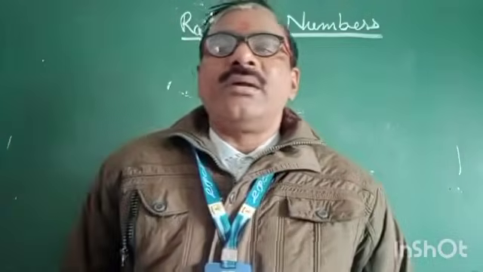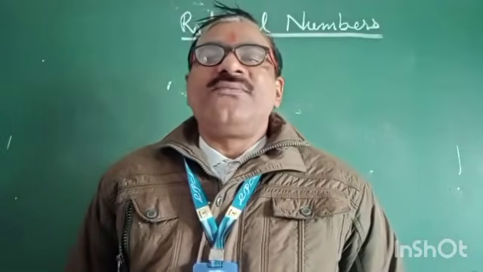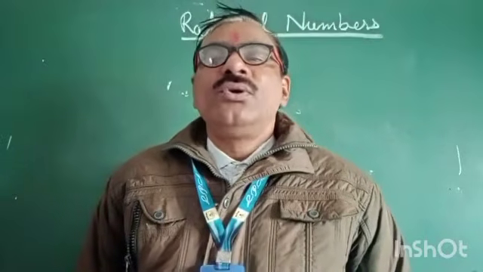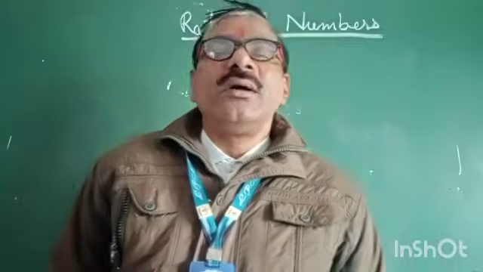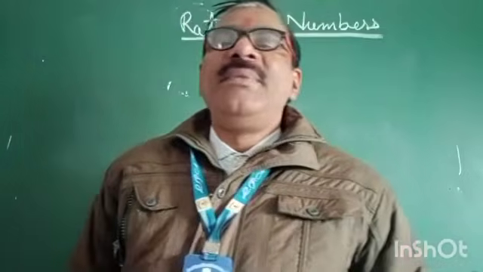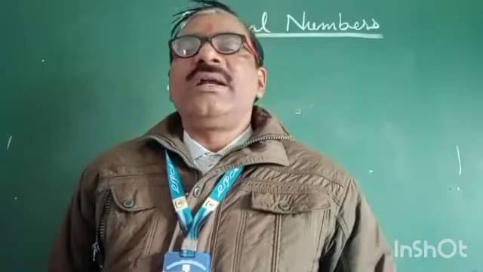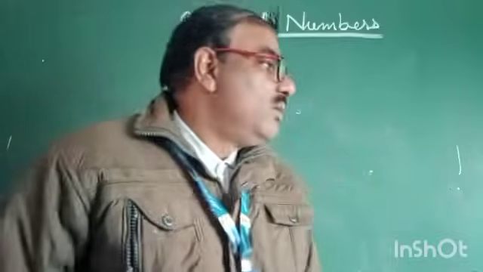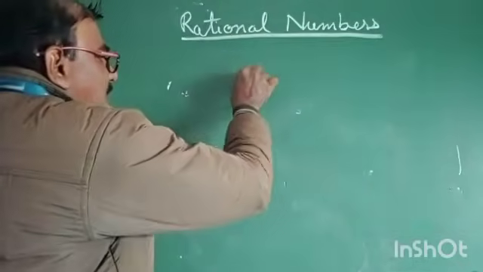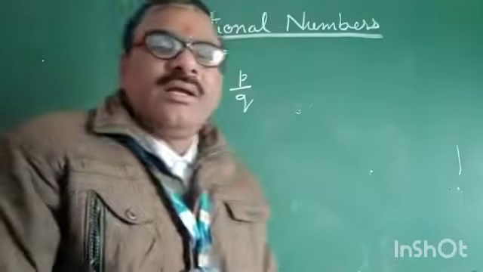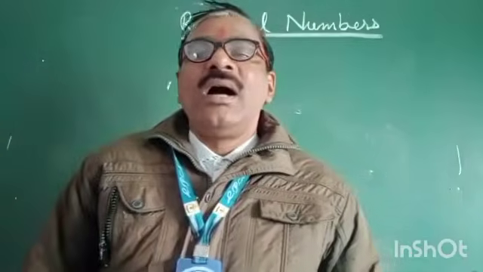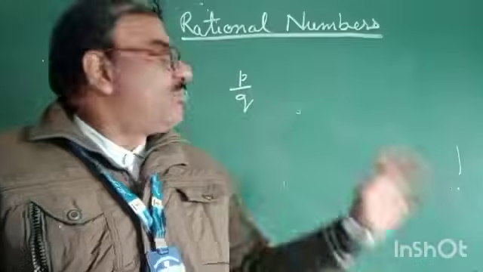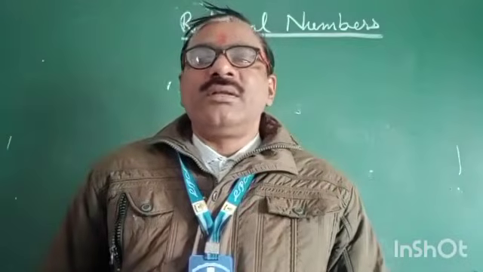A rational number is a number which can be expressed in the form p upon q. A number which can be expressed in the form p by q is called a rational number, but the condition is p and q are integers and q is not equal to 0. So p upon q is a rational number.